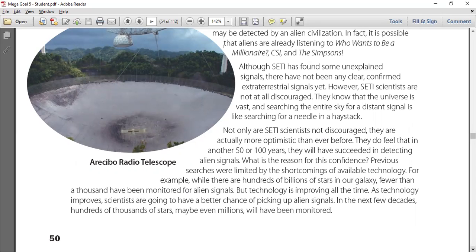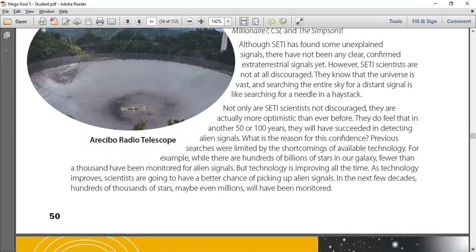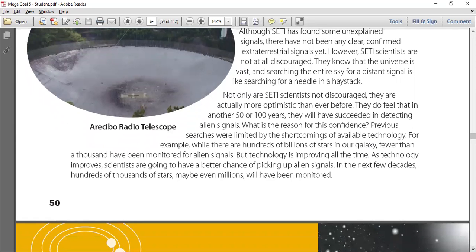What is the reason for this confidence? Previous searches were limited by the shortcomings of available technology. For example, while there are hundreds of billions of stars in our galaxy, fewer than 1,000 have been monitored for alien signals. But technology is improving all the time. As technology improves, scientists are going to have a better chance of picking up alien signals.